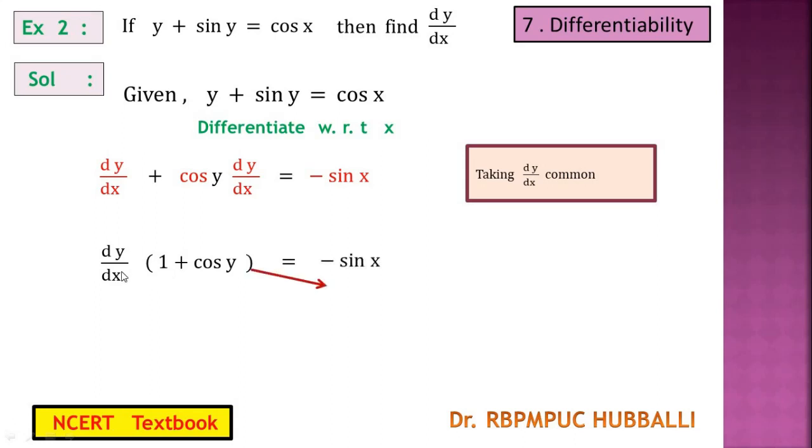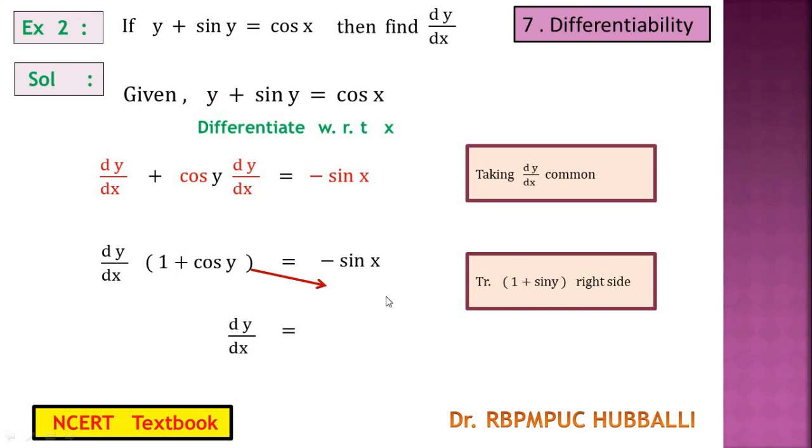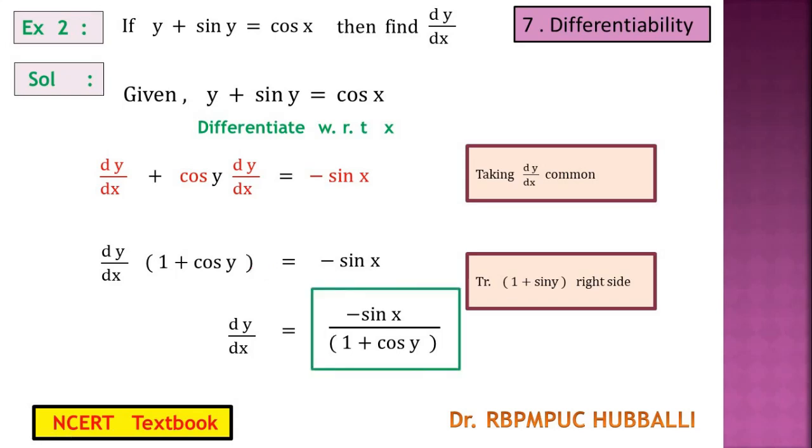Next is dy by dx. You will get it just by shifting this function to the right side. Okay, so here make the correction, it is not sin y, it is cos y. Transfer 1 plus cos y to the right side, not 1 plus sin y. So dy by dx is minus sin x divided by 1 plus cos y. So this is the derivative of the given example. I hope you got it. So go for another example.